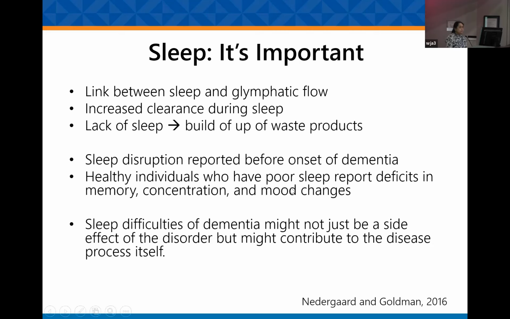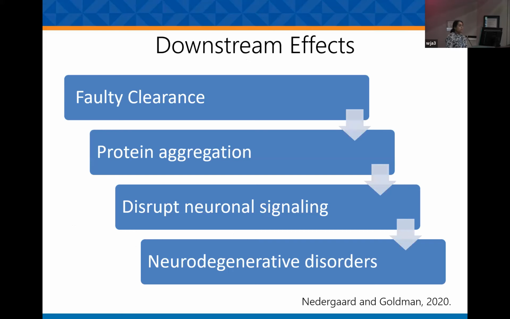However, sleep difficulties in dementia might not just be a side effect of the disorder, but might actually contribute to the disease process itself. Faulty clearance of these waste products leads to protein aggregation, such as amyloid beta and tau. This in turn winds up disrupting neuronal signaling and contributing to the development of neurodegenerative disorders.